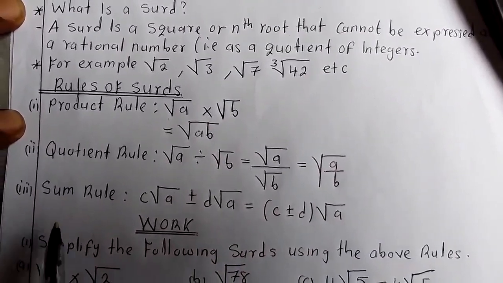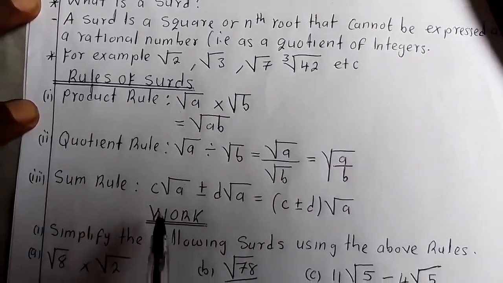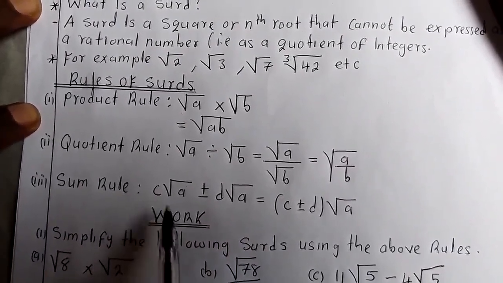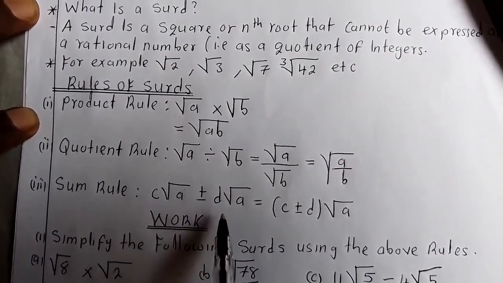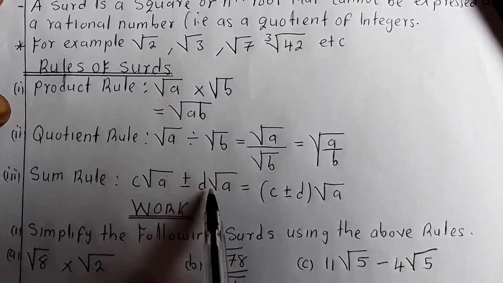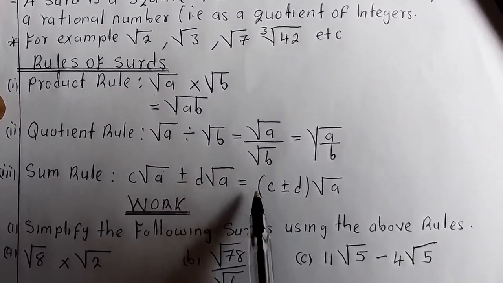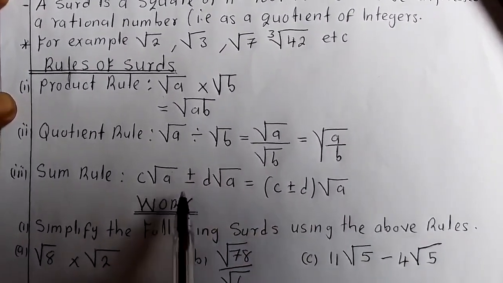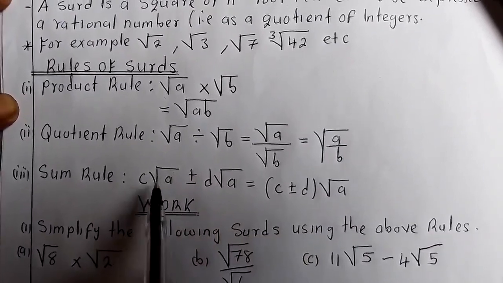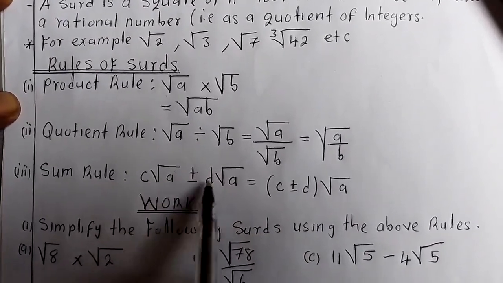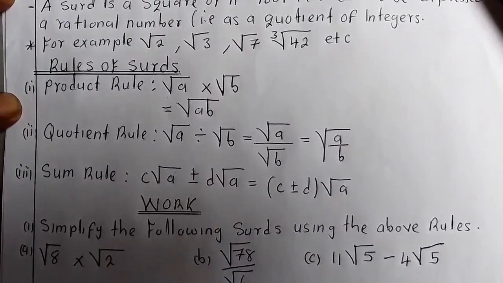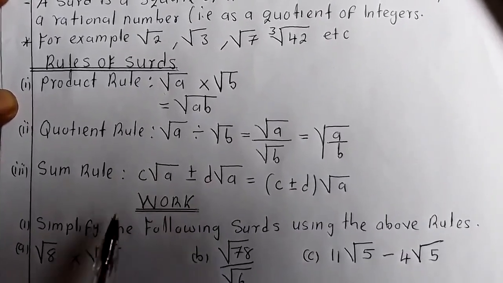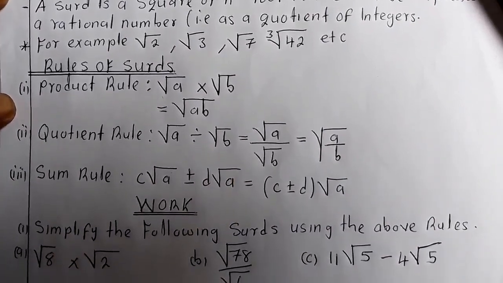Now we can also have the sum or subtraction rule, which states that for any values c and d, c root a plus or minus d root a can also be written as c plus or minus d, all times the square root of a. So what we're saying is you can add or subtract these two and simply maintain the square root of a.